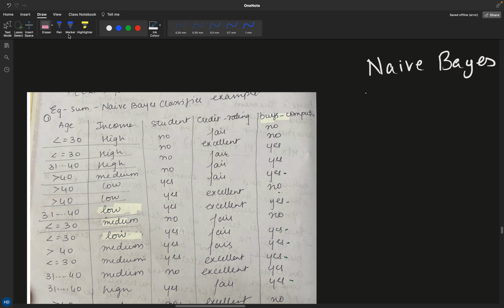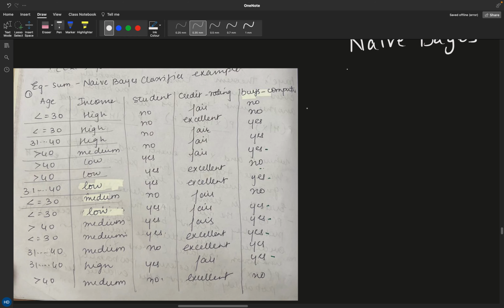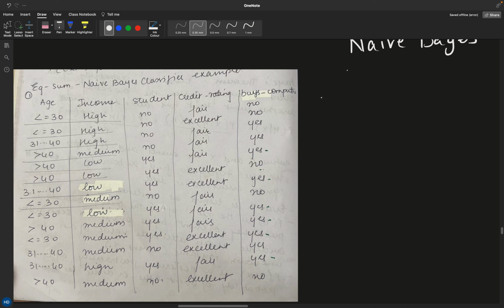So basically the question asks, if this is the data set, then figure out the answer for something. Let's say you're buying a computer. If the age is in this range, and the income is such, and the person is a student or not, and the credit rating is given, can he or she buy a computer or not?